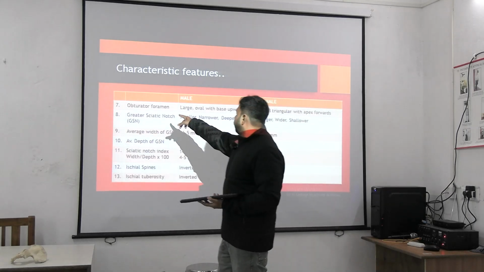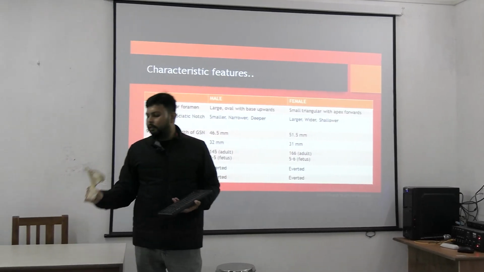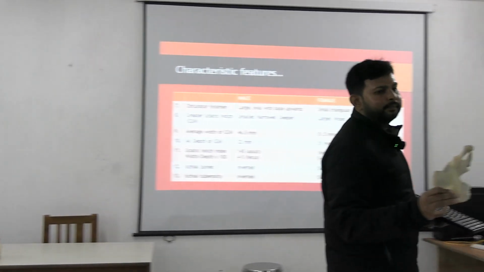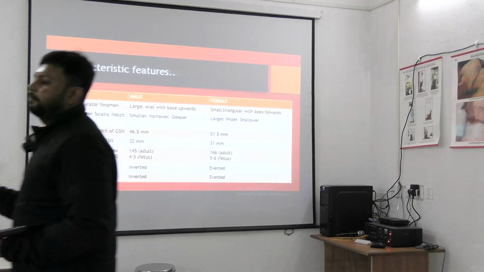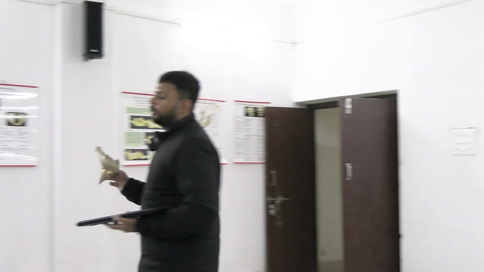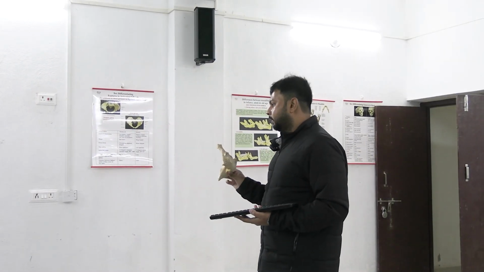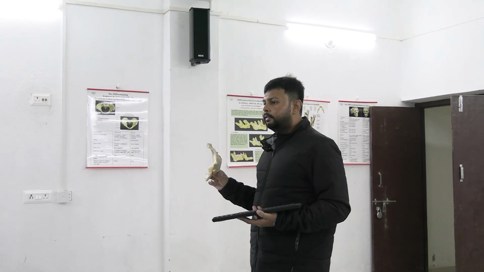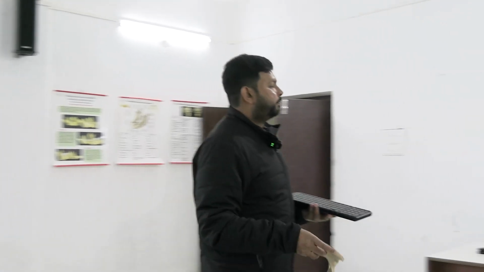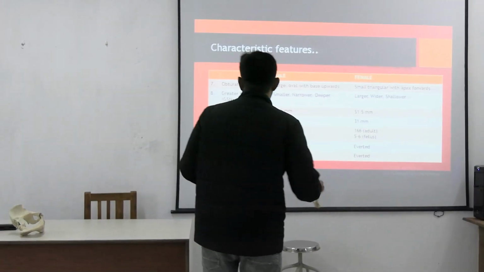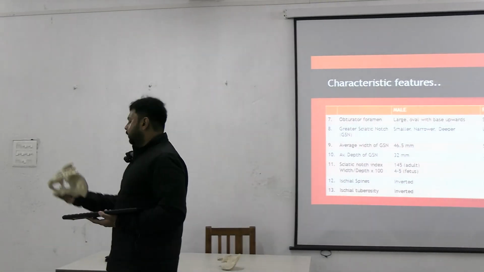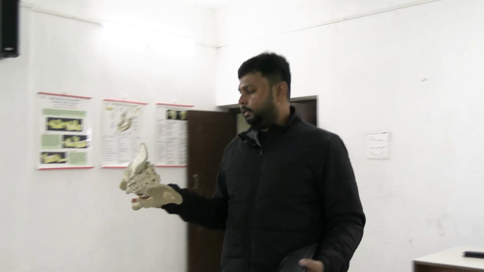Now coming to the obturator foramen. What does it state there? What is written? Triangular in whom? Females. Circular in whom? Males. Okay, triangular in females. Now coming to the ischial spines. Ischial spines is here.